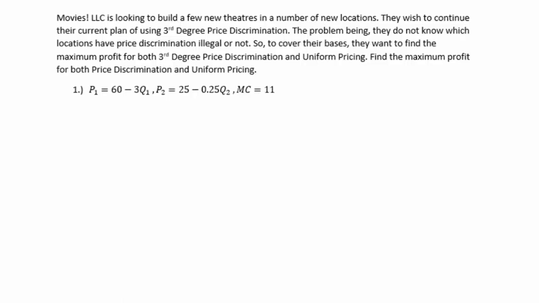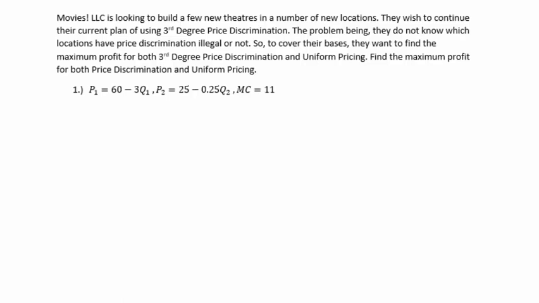The problem is that they don't know if price discrimination is legal in the new locations or not. So in order to prepare for both scenarios, they want to find the maximum profit for both third-degree price discrimination and uniform pricing. They give us two different price functions, where P1 equals 60 minus 3Q1, P2 equals 25 minus 0.25 Q2, and we have a marginal cost of 11.